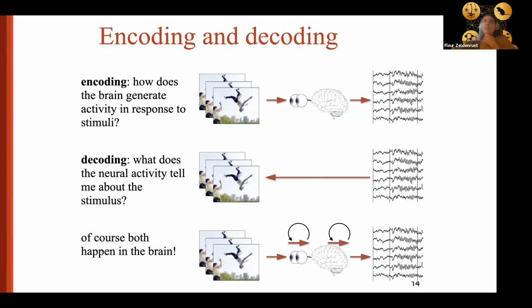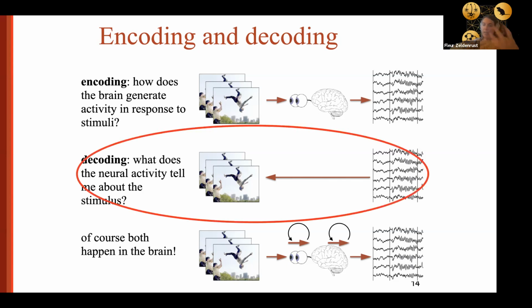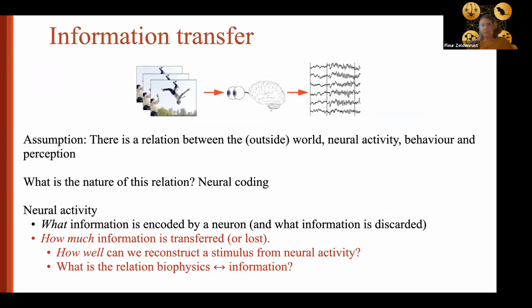But each processing layer also has the task of figuring out what the input that it receives means, and what information it needs to get out and transfer to the next level. But here, when we talk about information coding, we talk mostly about the decoding part.